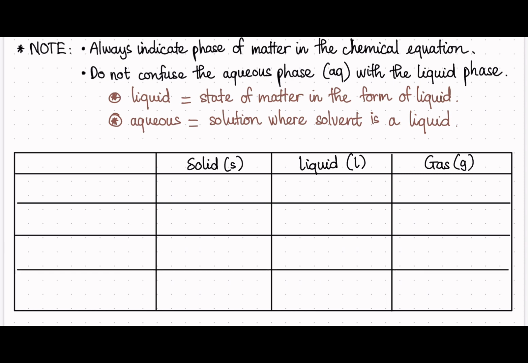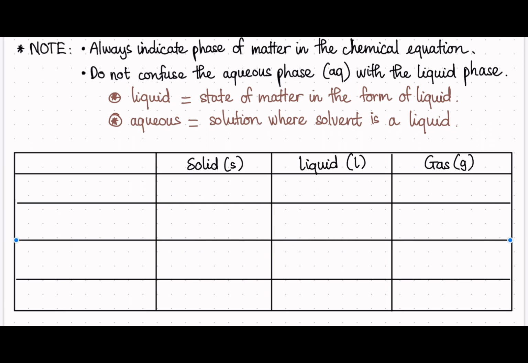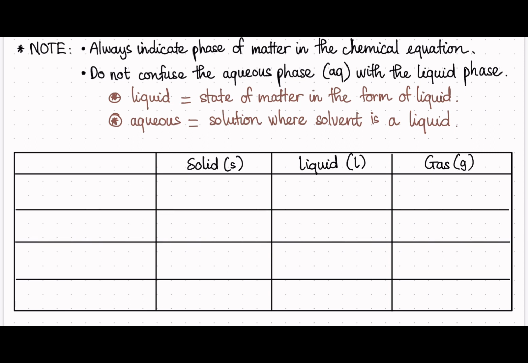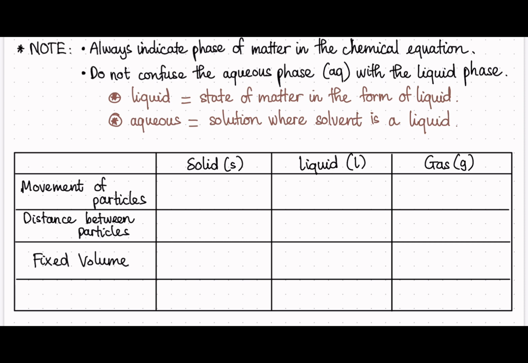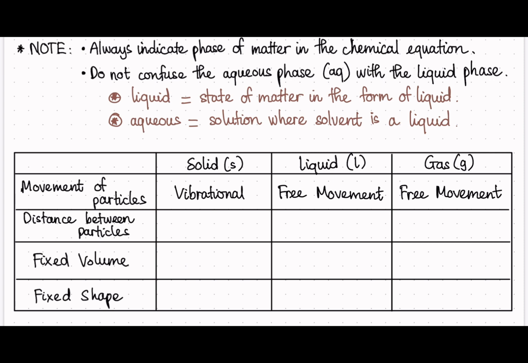For the first row, we write the movement of particles. In solid, the particles are close to each other, and they don't move, but they do vibrate. So remember that keyword, vibrate or vibrational, to describe the movement of particles in the solid state. The movement of particles in the liquid state is free movement. For example, in water, the water molecules can move wherever they want to. In gas, it's also free movement, but the particles are further apart and move faster because they have more space between each of the molecules.